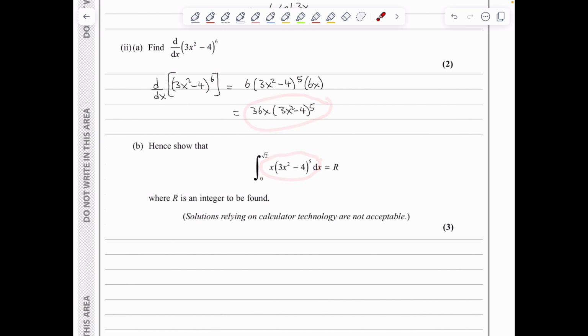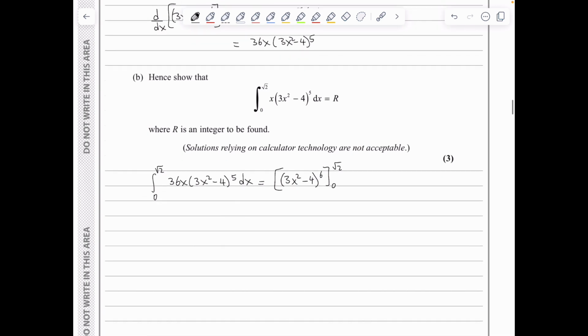So this means that if we go backwards, then we can see that the integral of 36x times 3x squared minus 4 raised to the power of 5 should be 3x squared minus 4 raised to the power of 6. And we've got limits of 0 and root 2. So I will evaluate this integral. We're looking at 3 times root 2 squared minus 4 raised to the power of 6, minus 3 times 0 squared minus 4 raised to the power of 6.